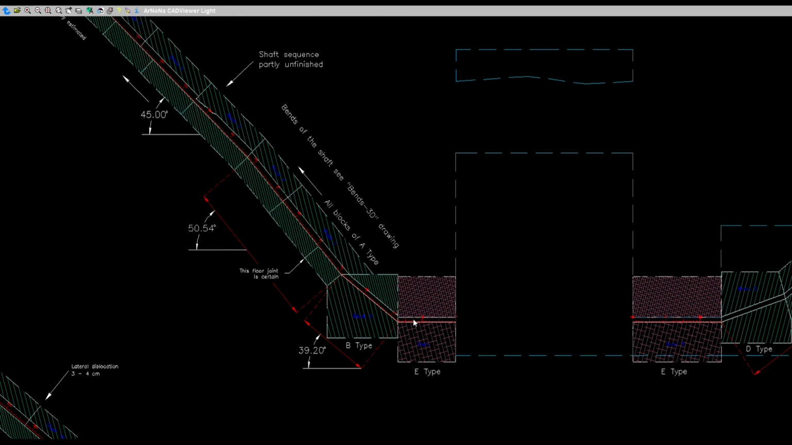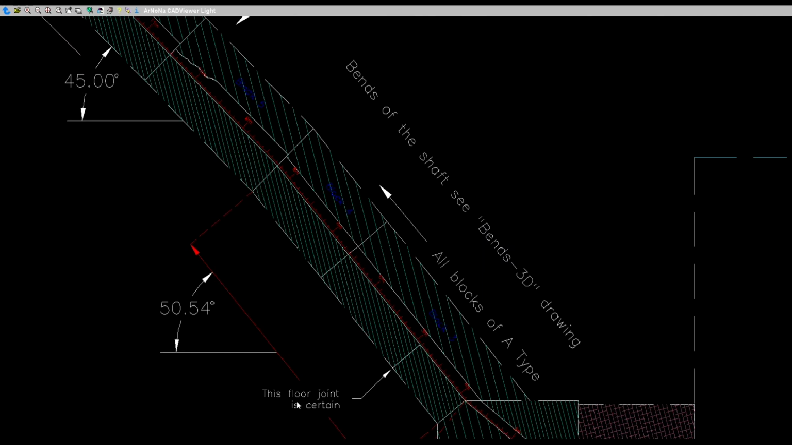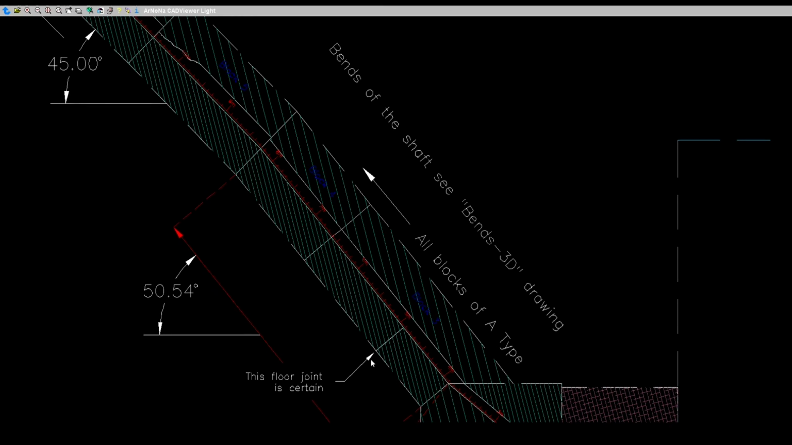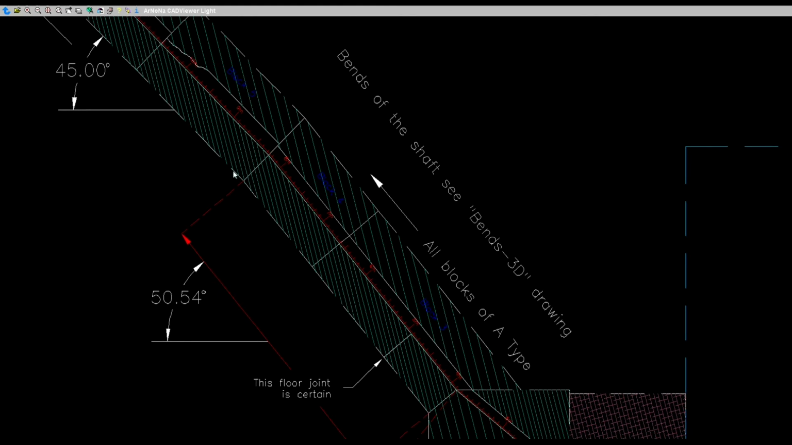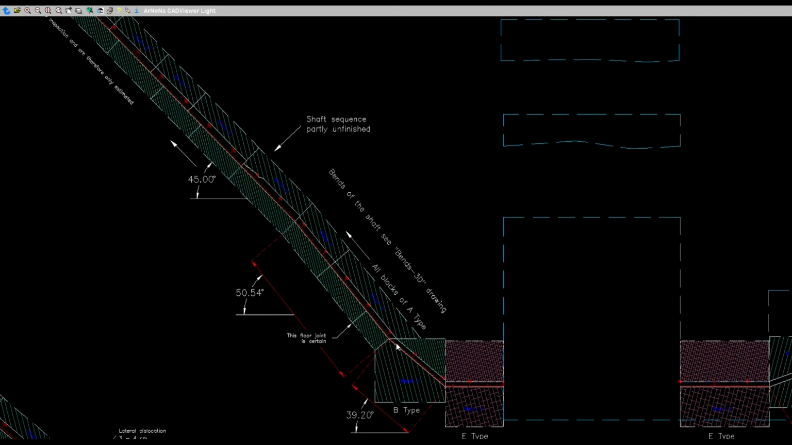This is just a flat, and then it goes a little bit up 39 degrees, and it says here that the floor joints are not certain, so all the floor joints are estimates because the Eupoid robot couldn't really see that much down.